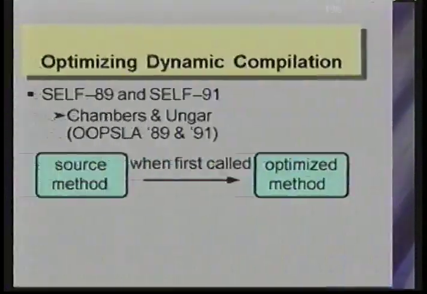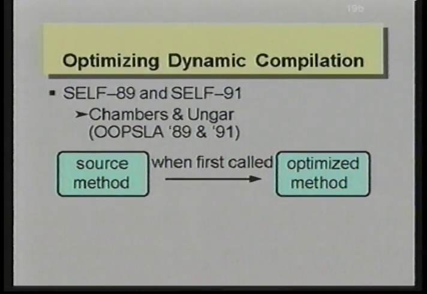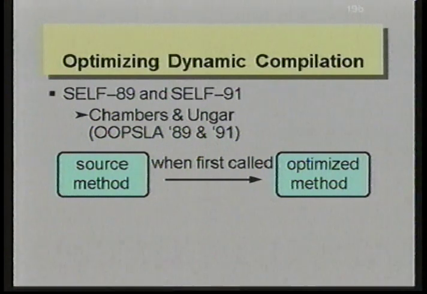So the next step, obviously, is to try and use an optimizing compiler with dynamic compilation, that is, dynamic optimizing compilation. That was first introduced in the first two Self implementations in 89 and 91, presented by Chambers and Ungar.